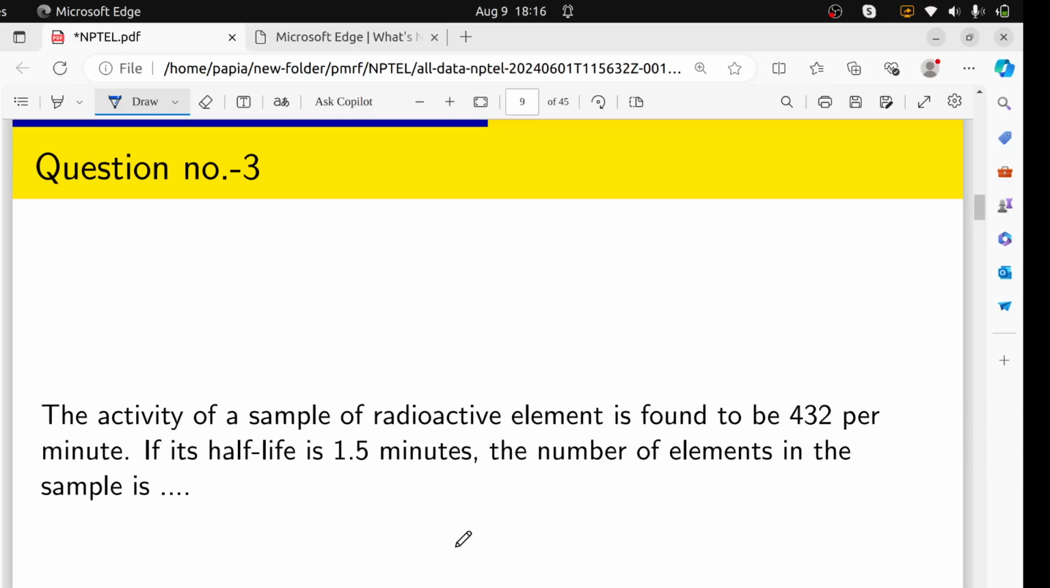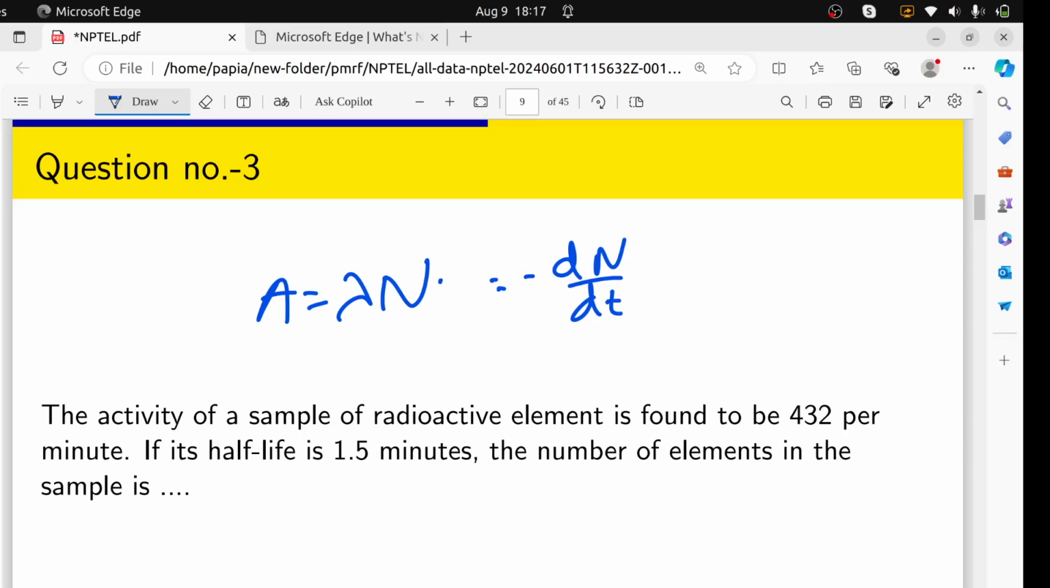Yes, ma'am. Okay, fine. So question number 3: the activity of a sample of radioactive element is found to be 432 per minute. If its half-life is 1.5 minutes, the number of elements in the sample is how much? It's exactly similar to question number 2. So I'll quickly write the expression. The expression was activity equals lambda N, as we have calculated that one as minus dN/dt.